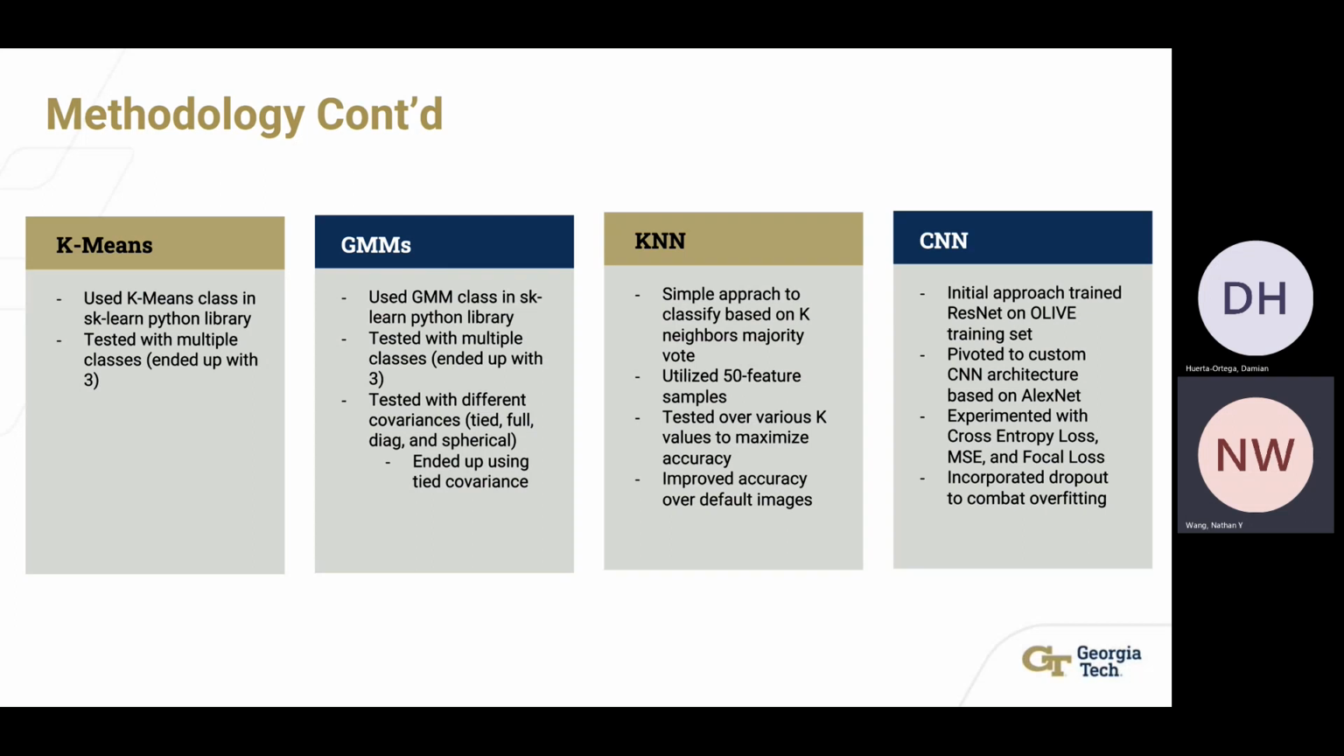And in terms of KNN, we used a simple approach to classify based off of K neighbors majority vote, and we utilized 50 feature samples and tested over various K values to maximize accuracy. In terms of CNN, our initial approach was revolving around ResNet. However, we pivoted to a custom CNN architecture based off of AlexNet. We also experimented on different types of loss, such as cross-entropy loss, MSE, and focal loss, and we also incorporated dropout to combat overfitting.